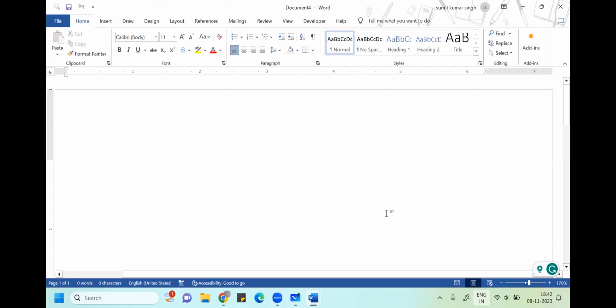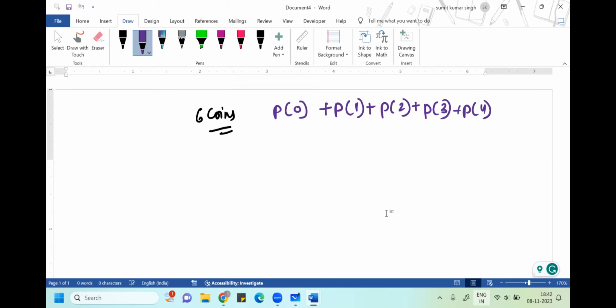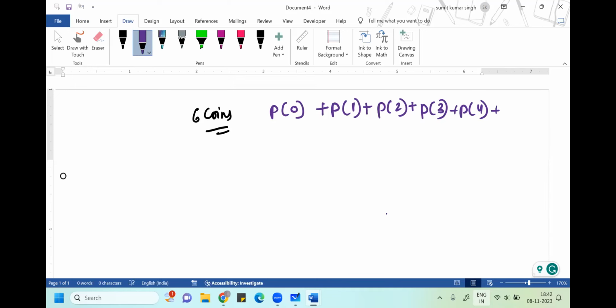So 6 coins are there, so you have to understand guys, your probability will be probability to get 0 head, 1 head, 2 head, 3 head, 4 head, 5 head plus 6 head. These would be the total outcomes, and the sum total of these outcomes would be 1. Okay, you can remember this like a Pascal triangle. I hope you know what is Pascal triangle.